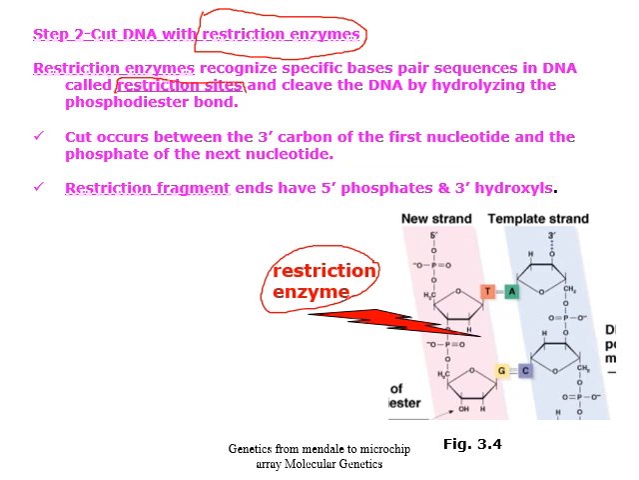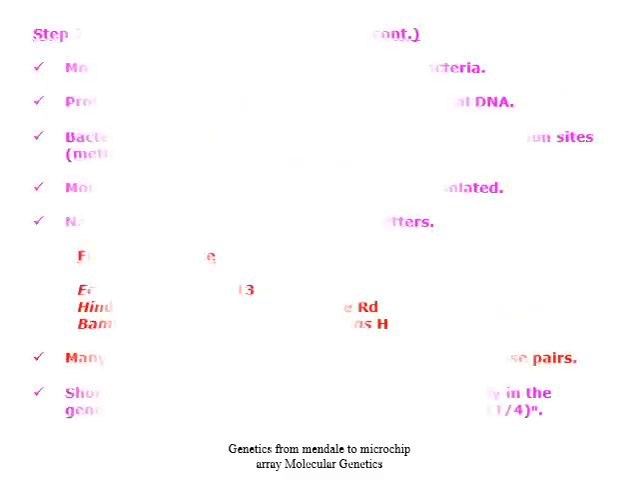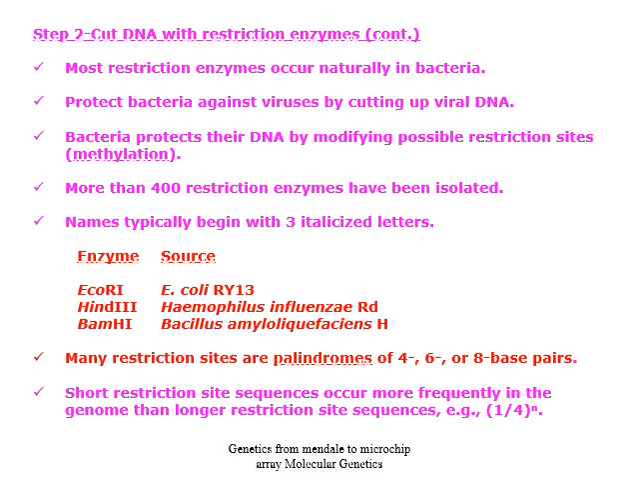The cut occurs between the 3' carbon of one nucleotide and the phosphate of the next nucleotide. Here is the site of cutting. The restriction fragment has a 5' phosphate and a 3' hydroxyl. Cut the DNA with the restriction enzyme.